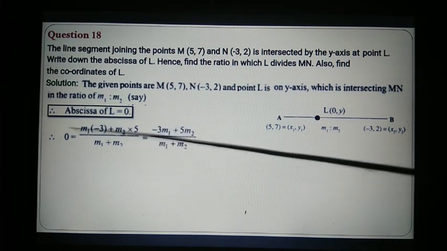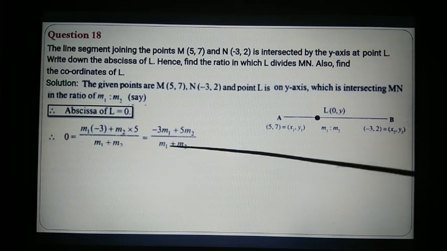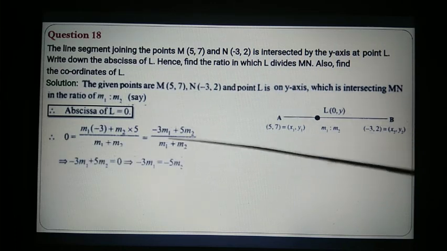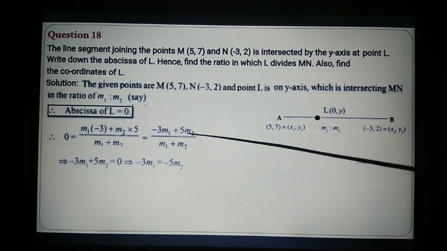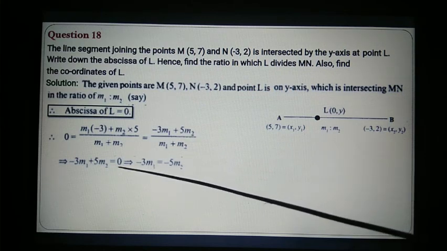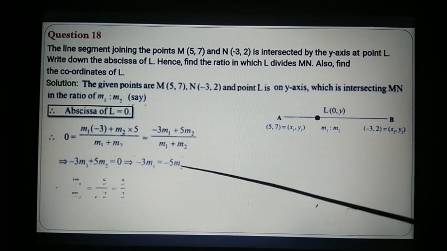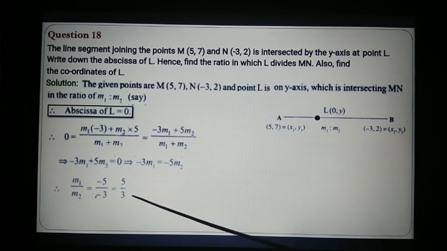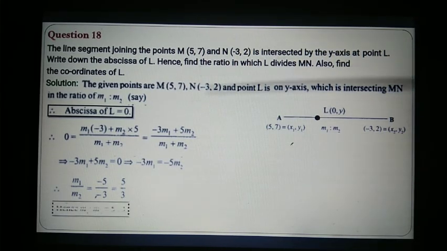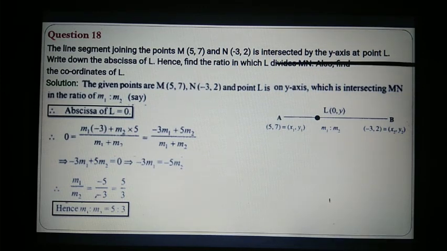So 0 into this denominator becomes 0. So we have minus 3 M1 plus M2 equals 0, right? So take this over there and find M1 by M2, which turns out to be 5 by 3. That is, M1 by M2 equals 5 by 3, which means M1 is to M2 as 5 is to 3. So we have found this part.